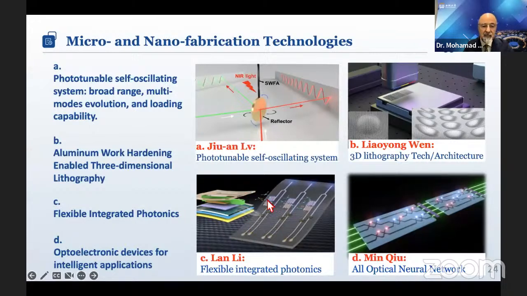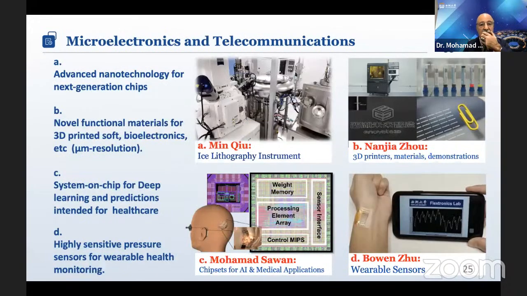Of course, I can elaborate, but just to give you an idea, we talk about 3D lithography, flexible integrated photonics here on the bottom side. Dr. Lan Lee, optoelectronic devices for intelligent applications. So actually we talk about all-optical neural networks to have something high speed, as you can imagine. This is microelectronics, which means chip design, system on chip, lab on chip, everything on chip, and telecommunication, of course, put together to focus a little bit.